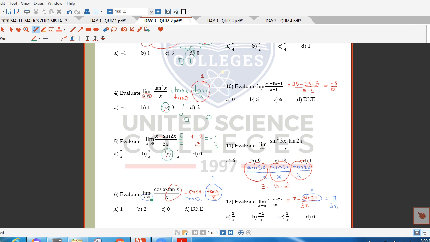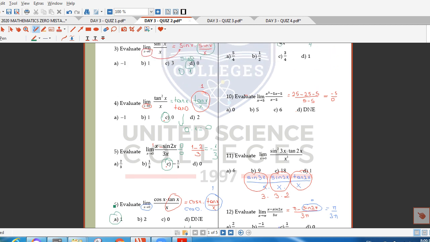Question 6. Limit as x approaches 0 of cosine x times tangent x over x. I can use x for cosine or tangent, but there is no rule about cosine x over x. So take x with the tangent, sorry. So it will be cosine x times tangent x over x. As x approaches 0, tangent x over x is 1. Cosine needs substitution, cosine 0 is 1. 1 times 1 will be 1. The answer of question 6 is A.